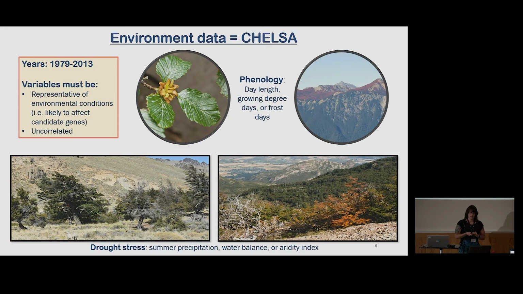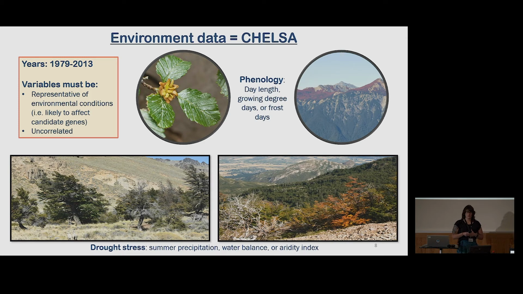For the environment data, we used the CHELSA dataset because there's not that much on-the-ground information in Argentina. CHELSA is kind of like a cornucopia of environmental variables that you can choose from, which is nice, but you also have to be careful about which ones you choose. It has to be something representative of the environmental conditions we want to look at, meaning they are likely to affect the candidate genes that we selected.